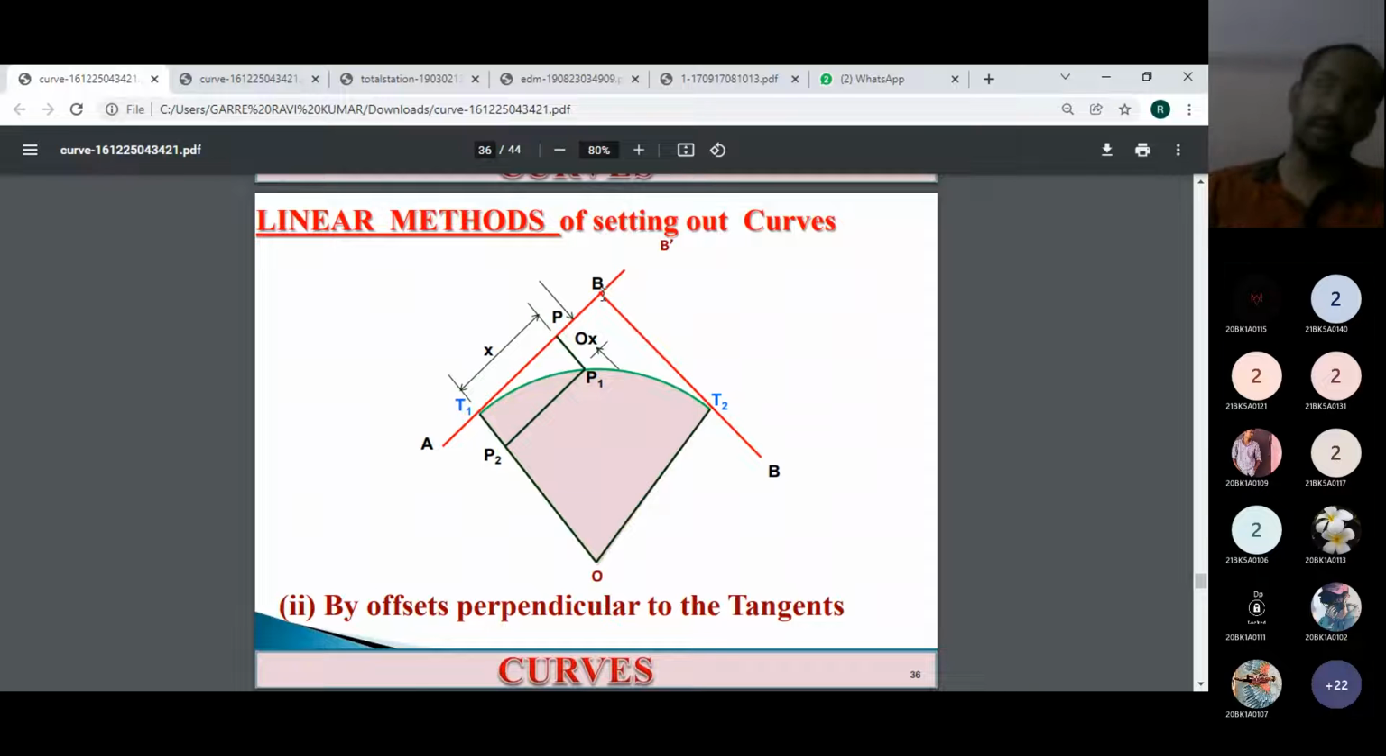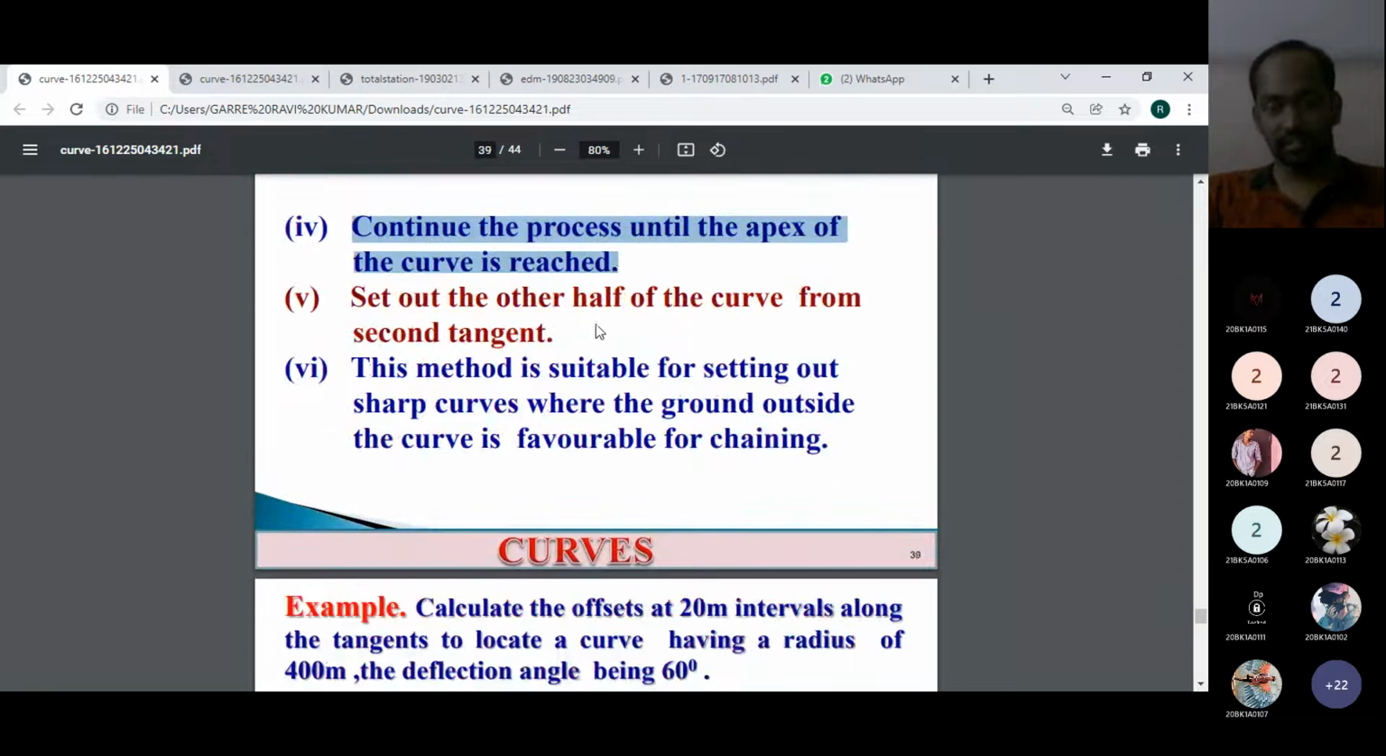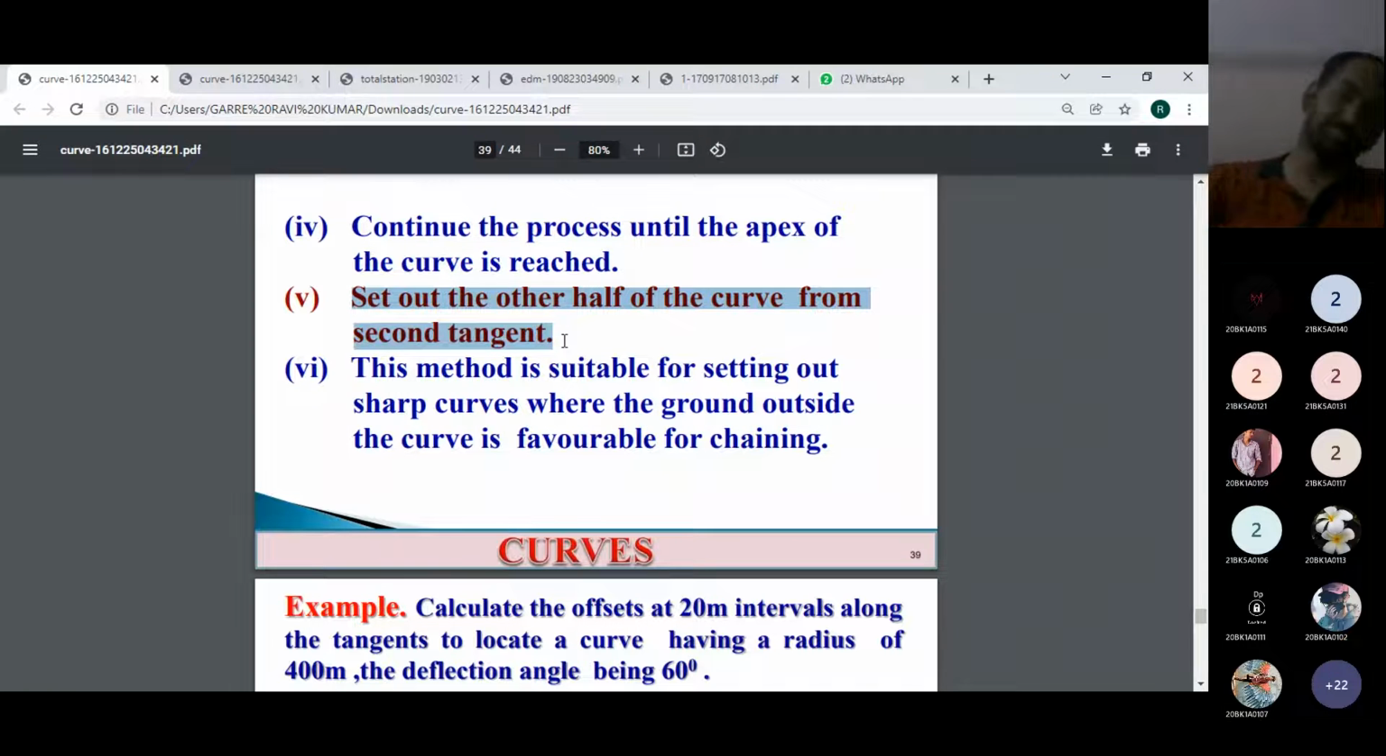B is called the point of intersection. B will also be called the apex here. Until we reach B, we keep on setting out the offsets there. Until the apex of the curve is reached, then set out the other half of the curve from the second tangent. First we have to set out the offsets from T1 to the apex, and then again from the other side, from T2 to the apex, we keep on setting out the offsets.